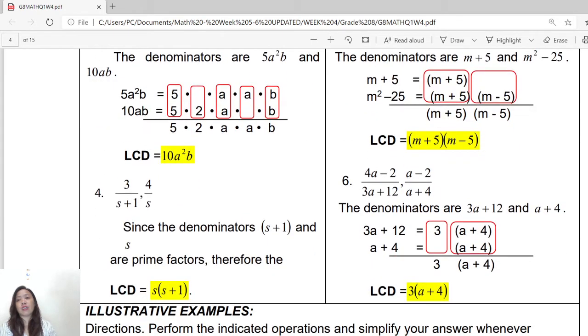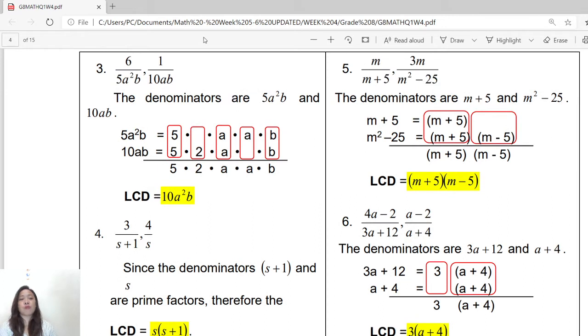Next, number 3, we have 6 over 5a squared b and 1 over 10ab. So the denominators are 5a squared b and 10ab. The factors of 5a squared b are 5 times a times a times b, two factors of a. Since we have 10ab, we have 5 times 2 times a times b. The 5 is common, so we only get 1 times 2 times a times a times b. Therefore, the least common denominator is 10a squared b.